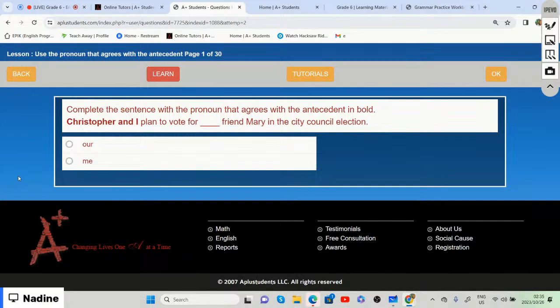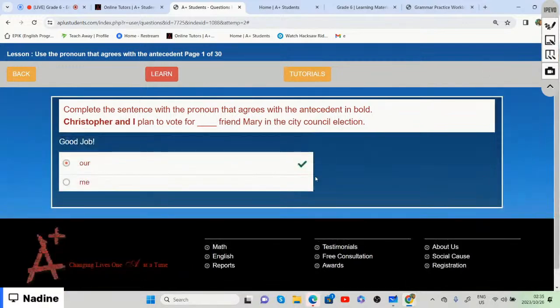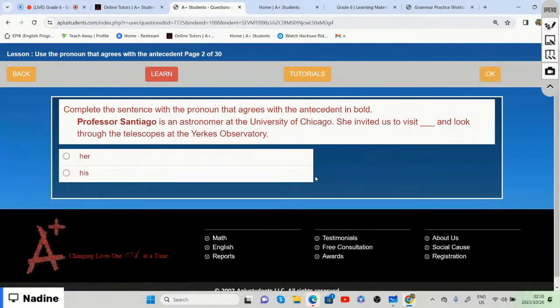All right, so if we select the pronoun that agrees with the antecedent in bold, then yes, we can say our. So our refers to Christopher and I. So well done. Yes, our is correct. So well done.